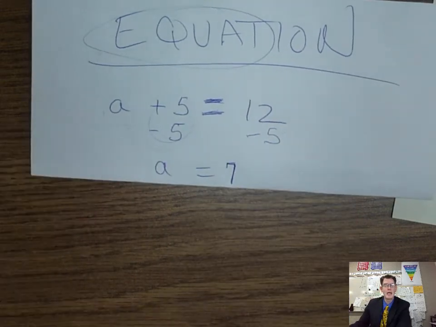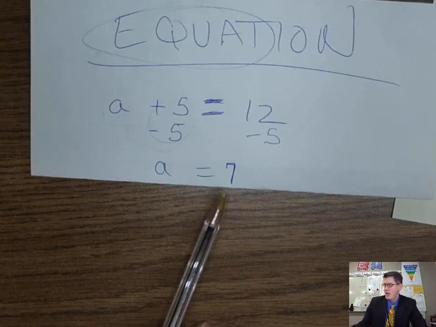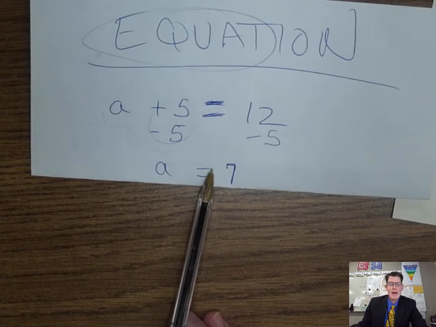So A equals 7. Now, the great thing about equations, and when you're doing equation work, you can check your work. A equals 7.